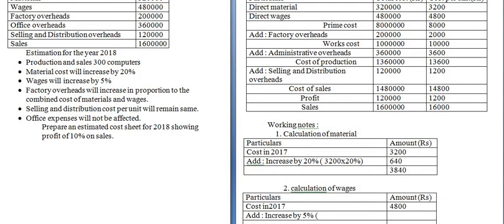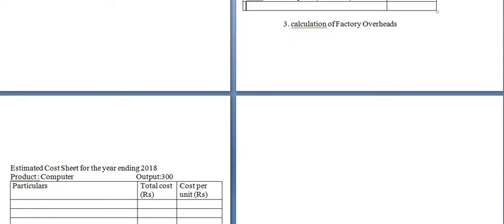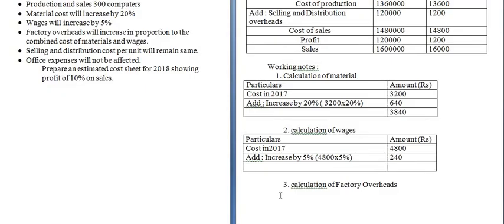So in bracket you can show the calculation 4,800 into 5%. Okay, so calculate this, you will get how much? 240. Okay, so 240. Add this, it is 5040. Understanding? Okay. Now, next working note.